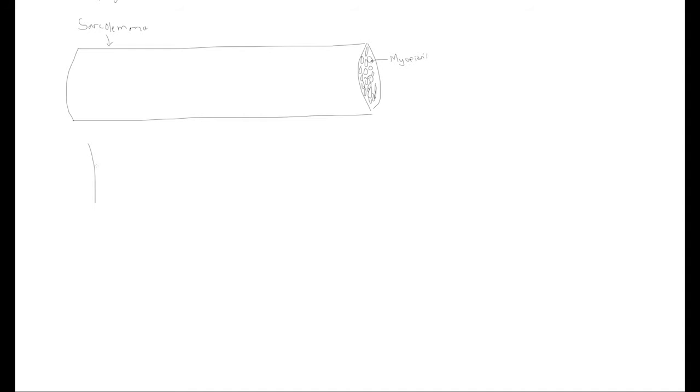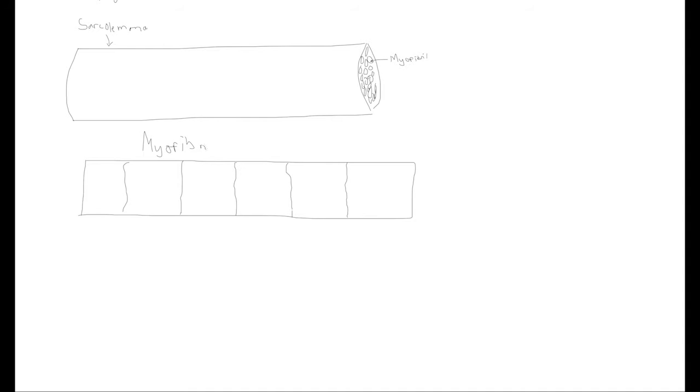Well, these myofibrils are going to look like this. Or, let's just say it looks like this. And they're going to consist of these different repeating parts. So this is one myofibril, and it consists of several of these parts. So, myofibril.